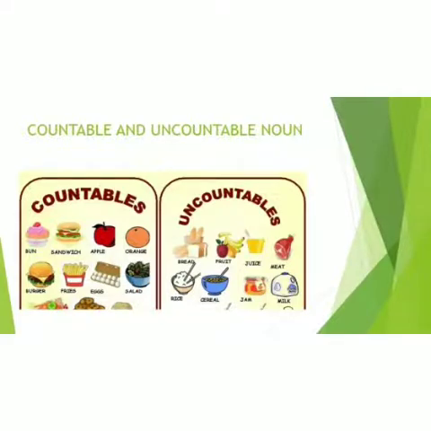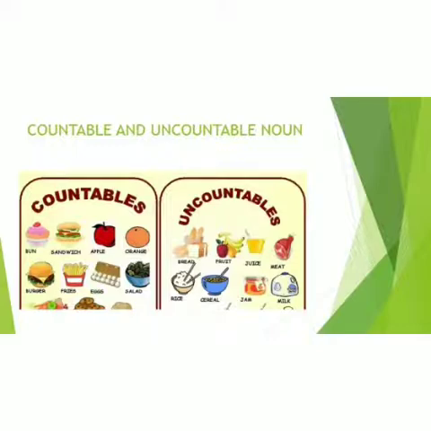Countable and uncountable nouns. Countable nouns are for things we can count using numbers. A countable noun has singular and plural forms and can be written with a number. For example, apple, orange, onion, bun, etc.